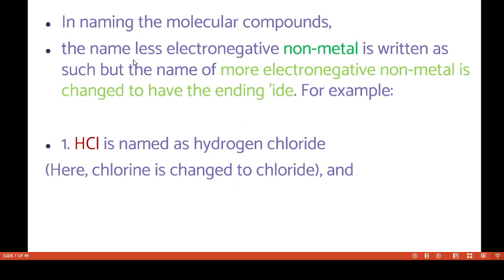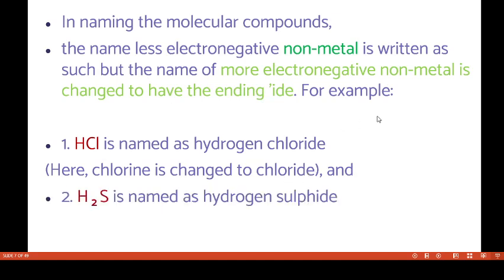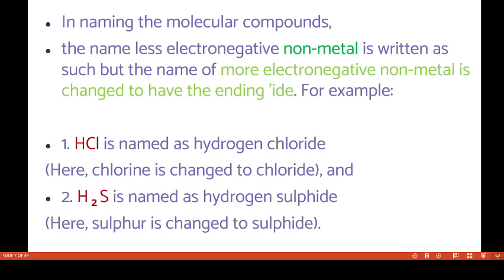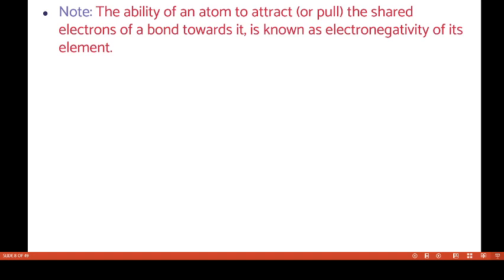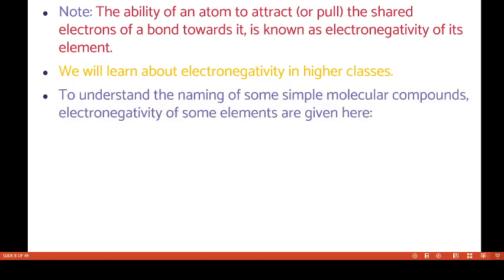First, the name of the less electronegative non-metal is written as such, but the name of the more electronegative non-metal is changed to have the ending IDE. So chlorine is more electronegative, so you write chloride. Another example, H2S: here sulfur is changed to sulfide because sulfur is the more electronegative non-metal. Note, this is a very important note: the ability of an atom to attract or pull the shared electrons of a bond towards it is known as the electronegativity of its element. We will learn about electronegativity in higher classes.